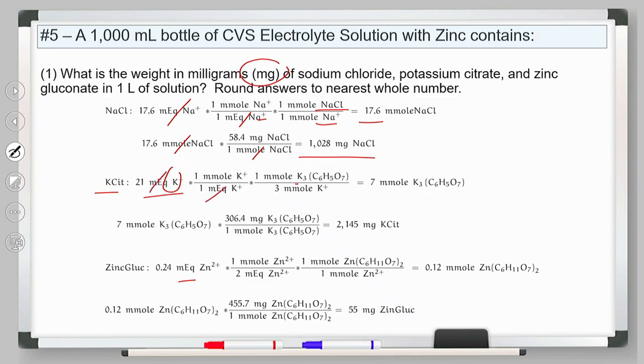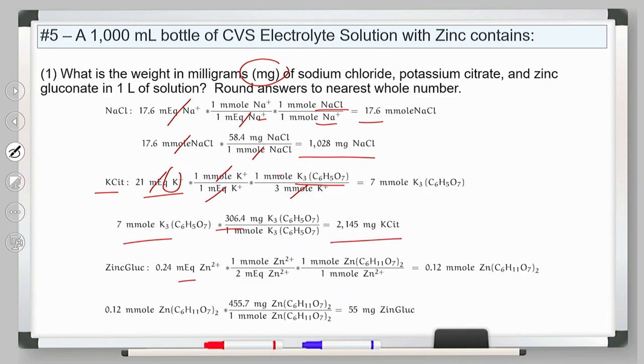But here's the truth. Look at the formula. There are 3 potassiums for every 1 potassium citrate. So I have to divide by 3 to cancel my millimoles of potassium to end up in millimoles of potassium citrate. Then I just simply multiply that by the molecular weight to get the weight.